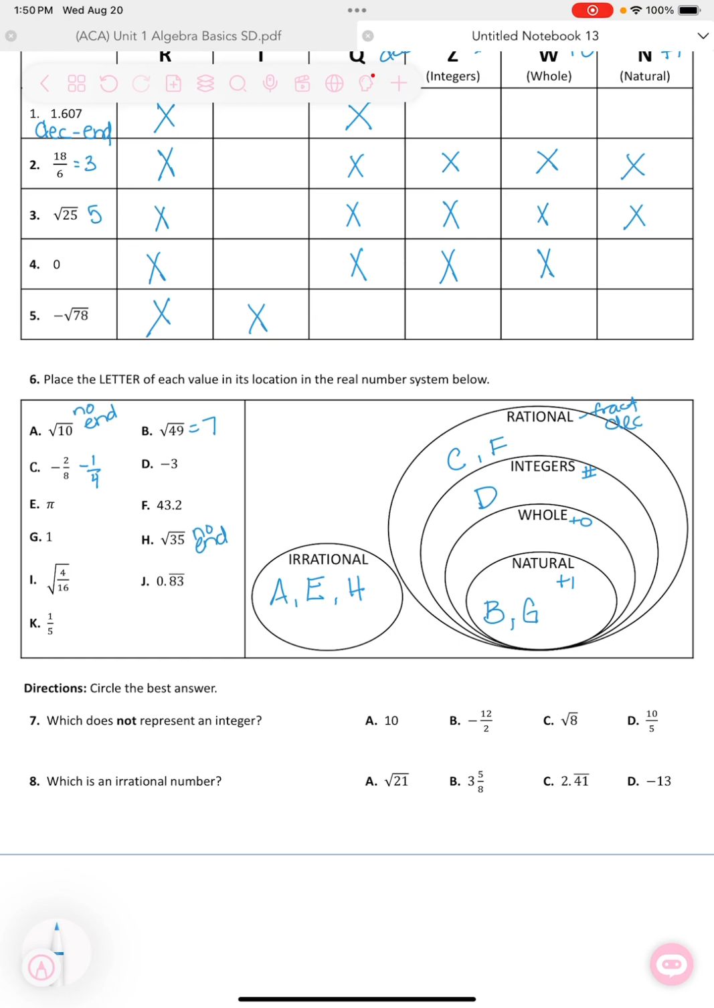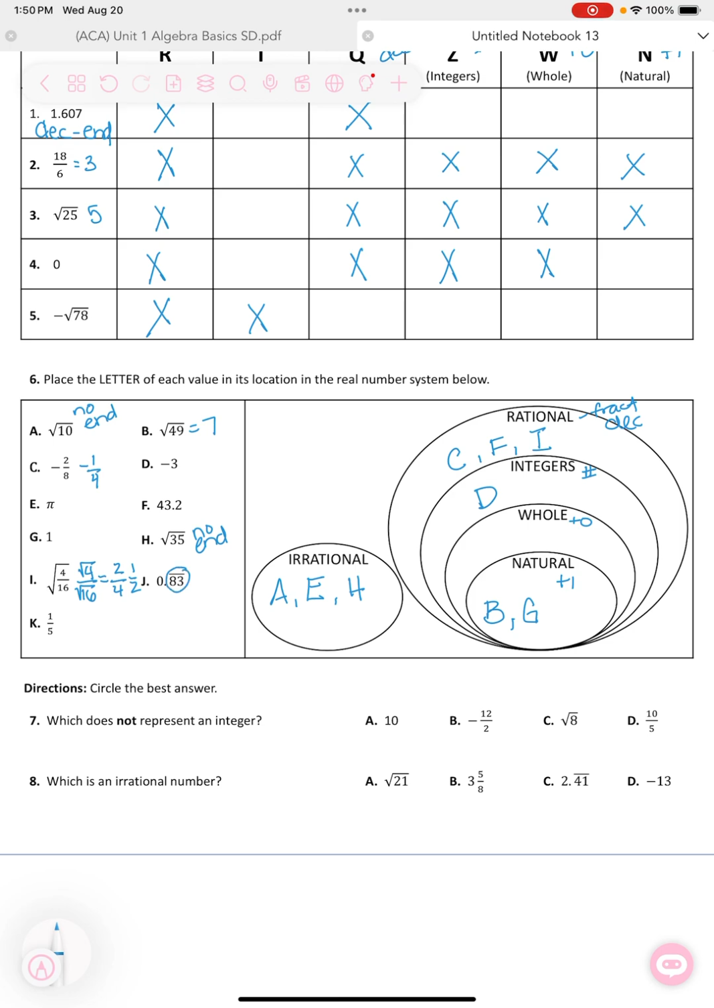Remember how we talked about square roots and how this is really the square root of 4 over the square root of 16? And this is really going to become 2 over 4. Well, 2 over 4 is 1/2. So 1/2 is a decimal or a nice fraction that ends, but it can't be any of the other ones below that because integers, whole numbers, and natural numbers can't be decimals and fractions.